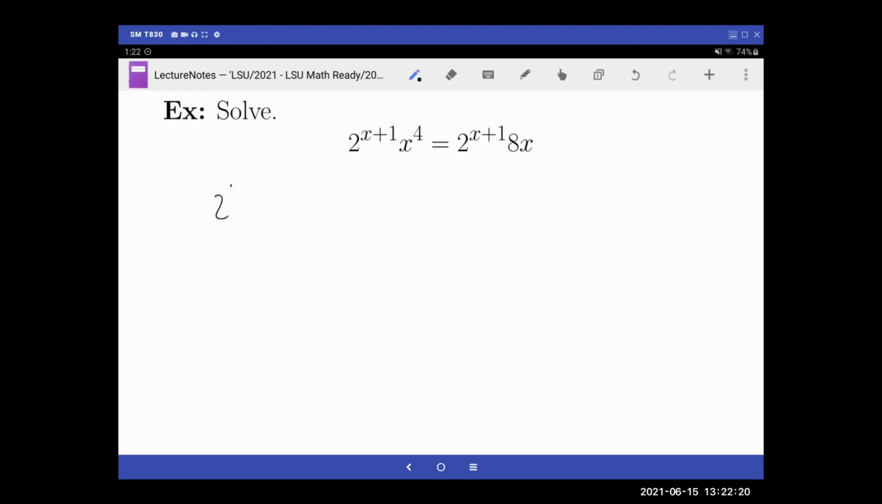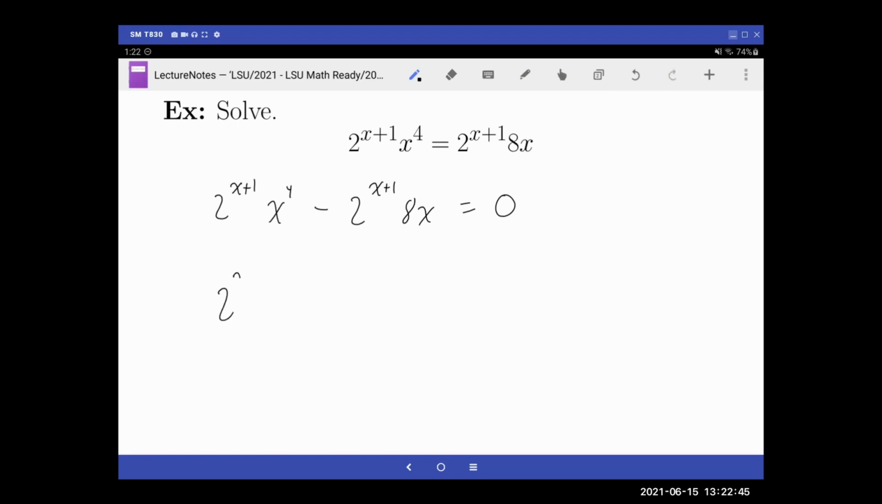All right, let's get all of it to one side. So 2x plus 1, x to the 4th. That x plus 1 is the exponent if you can't tell. Minus 2x plus 1, 8x. Okay, so I just subtracted this from both sides so that it equals 0. All right, common factors. I see this. That's the first thing that I noticed, so I want to factor that out first.